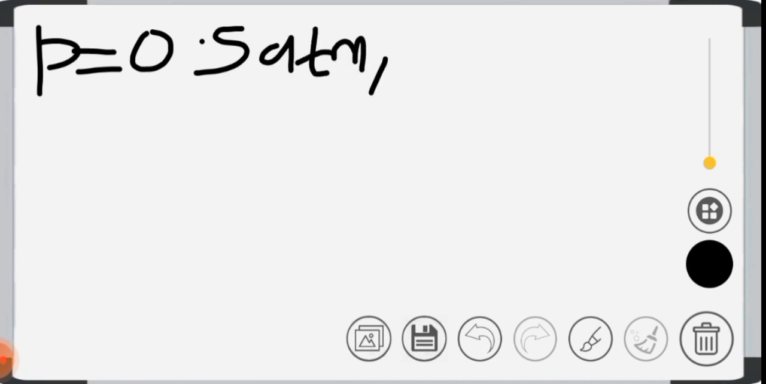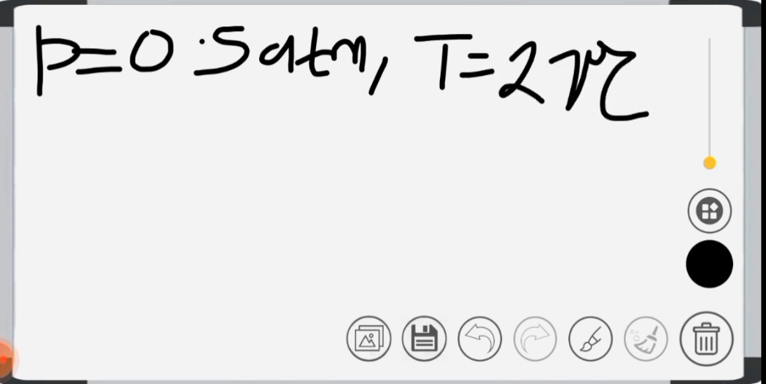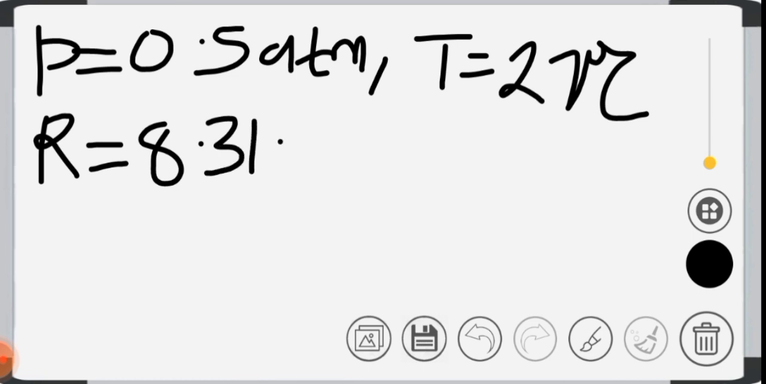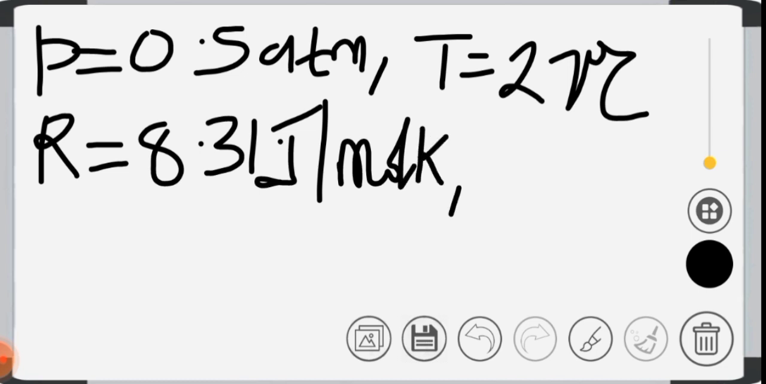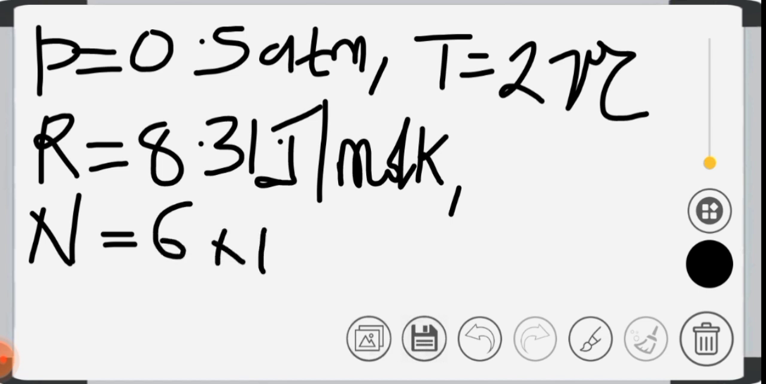Then the temperature was given to be 27 degrees Celsius. Then the molar gas constant was given to be 8.31 joules per mole Kelvin. Then there's another thing that was given, number of particles. Number of particles, or number of entities, was given as 6 times 10 raised to the power 22 molecules.